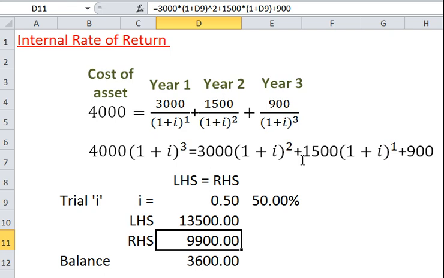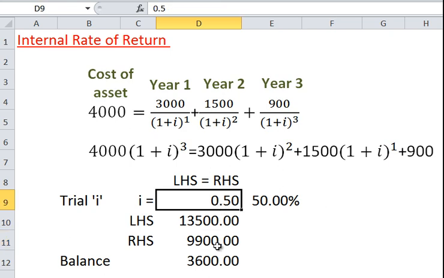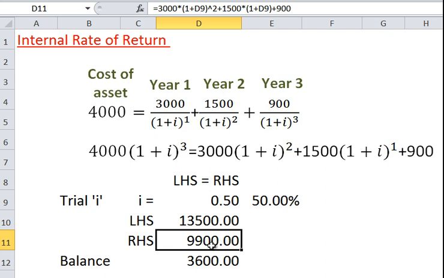And we just read on. It goes plus 1,500 multiplied by 1 plus I to the power of 1. In other words, 1 plus I. And there it is there in the formula. And the last one is plus 900, which is just there. So if I, or D9, is 0.5, the right-hand side is 990. So there is a balance. In other words, this figure here is not very accurate.